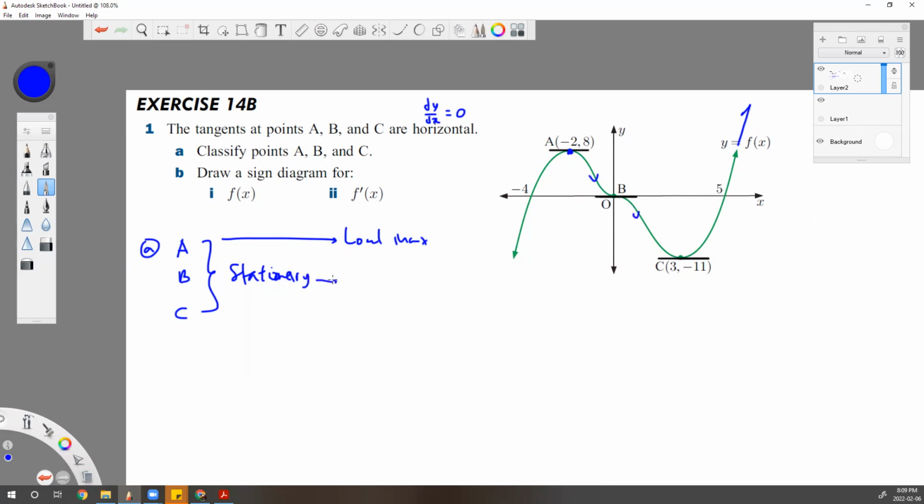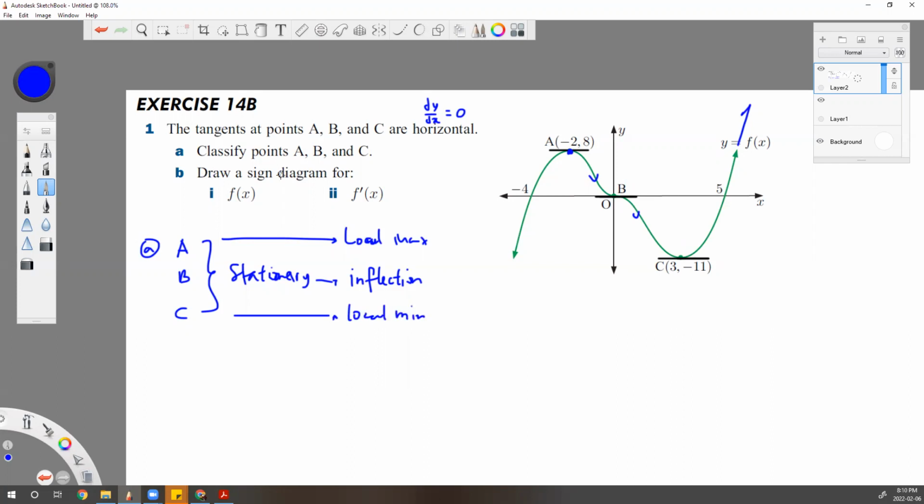So it is called an inflection point. Okay. And C is the local minimum. We can see as easy as that. Local minimum. Okay, that's the idea.